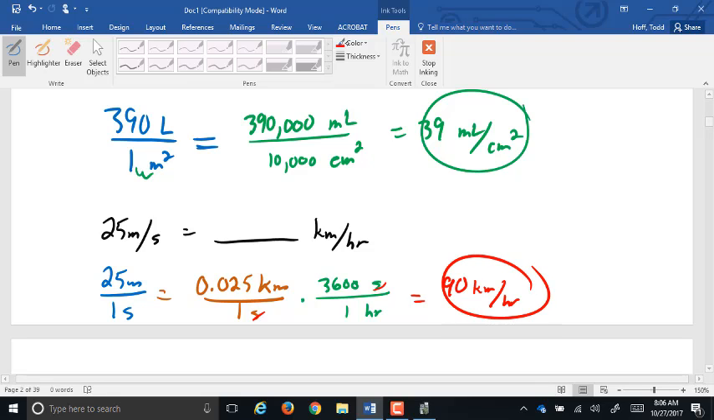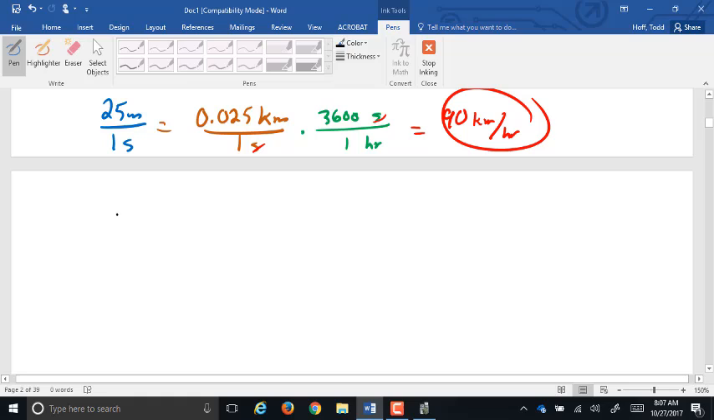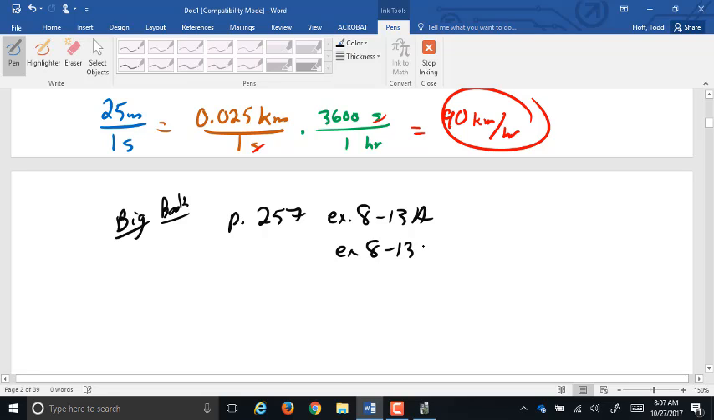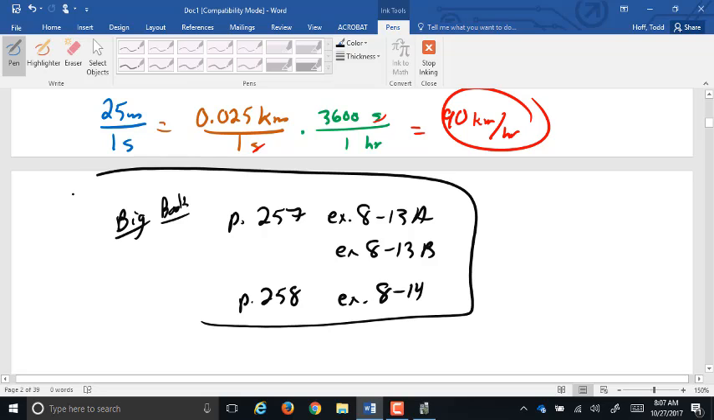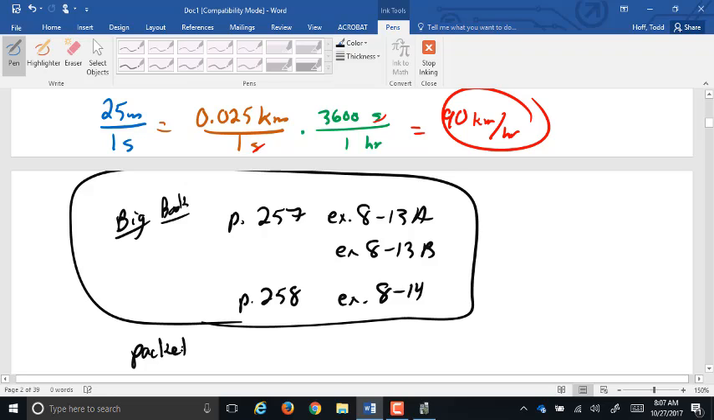Okay, so I'm going to let you guys spend the last 14 minutes here of our first hour doing some homework. This is going to be in the big book. Page 257, exercise 813A and exercise 813B. And then on page 258, exercise 814. Then I also have a packet I'm going to give you. And in this packet, it's going to be pages 91 through 93.